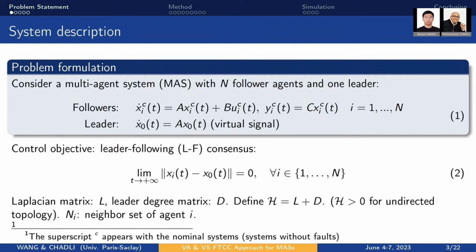The objective here is to have the leader-following consensus, which is equivalent to have the difference of the state of the leader and the state of the follower convergent to 0. Let's also define some notations of the graph, such as the Laplacian matrix, leader degree matrix, and the matrix H equals the Laplacian plus the leader degree matrix. And these matrices are typically used in multi-agent graph representations, and we keep following these routines.